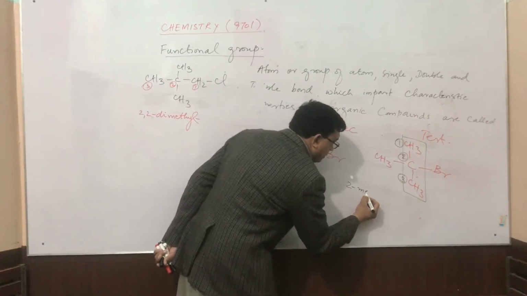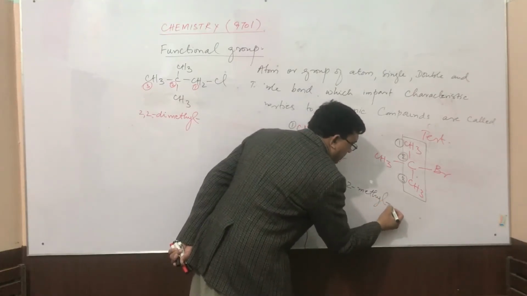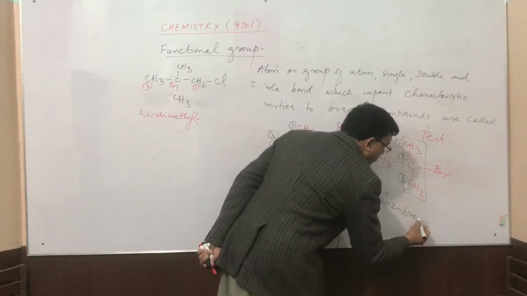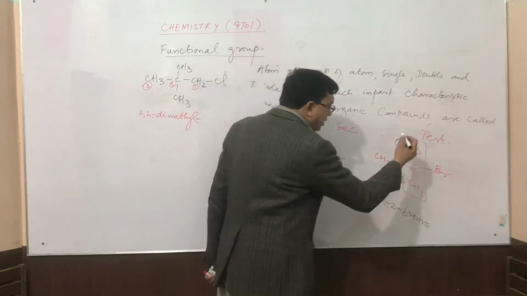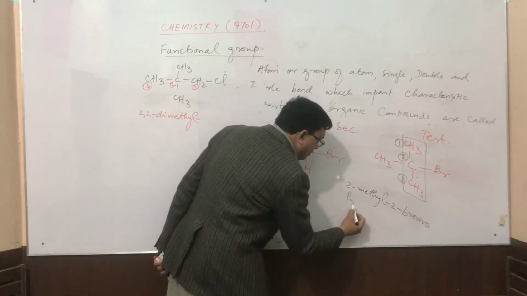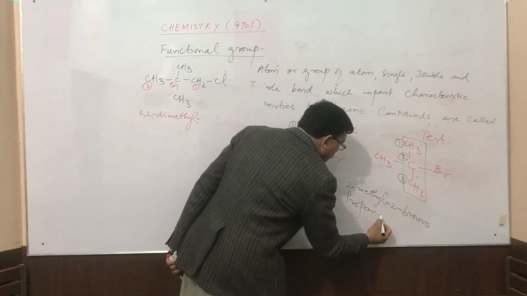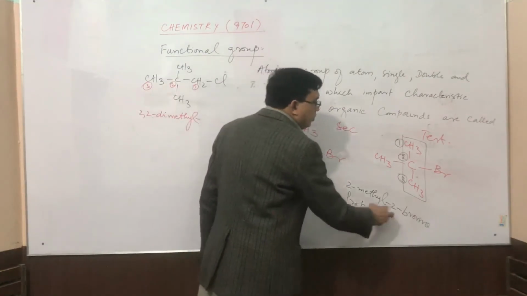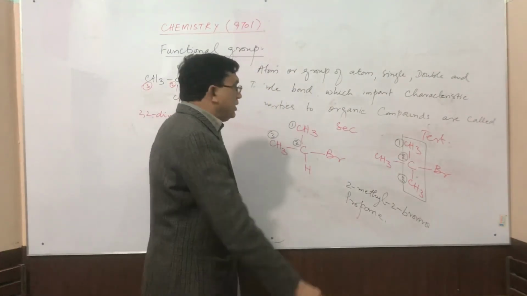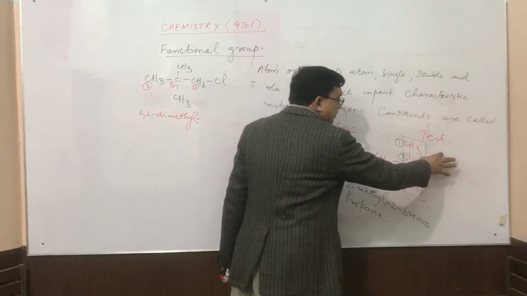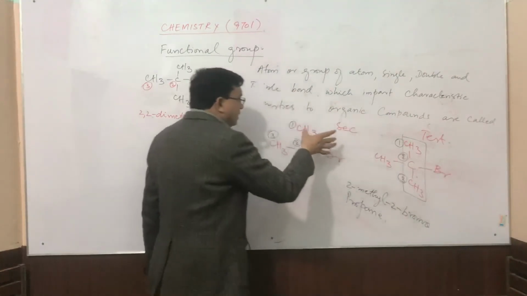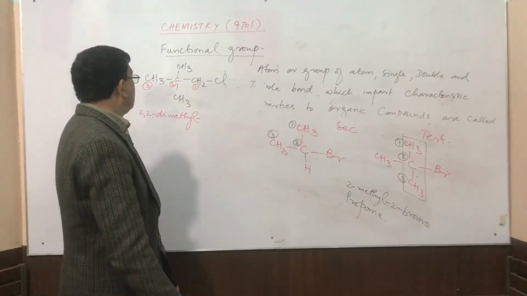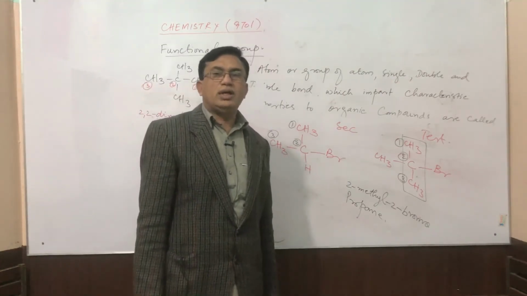2-methyl and 2-bromo. How many total carbon atoms present in the longest continuous carbon atom chain? That will be called as a propane. So this will be the name of this organic compound: 2-methyl-2-bromopropane. In this manner, this is the tertiary halogenoalkane, this is the secondary halogenoalkane, and that was the primary halogenoalkane.